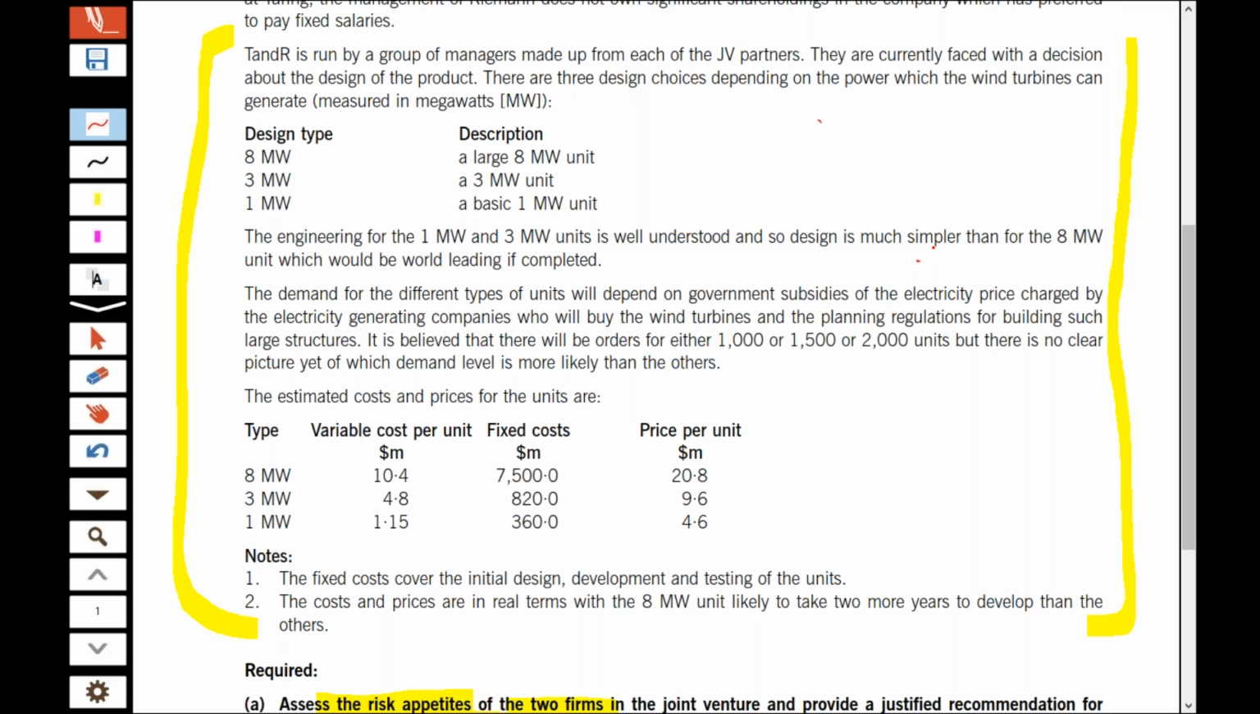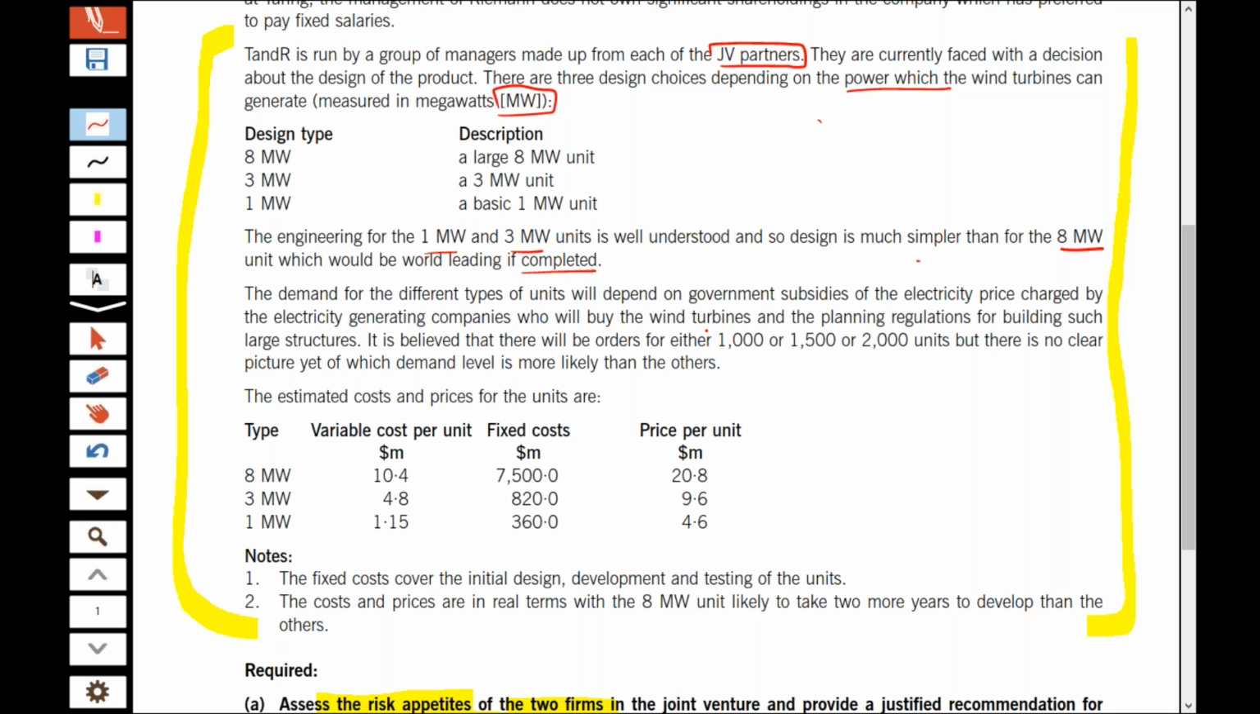It says T&R is run by a group of managers made up from each of the JV partners. They are currently faced with a decision about the design of the product. There are three design choices depending on the power which the wind turbines can generate, measured in megawatts: design types of 8 megawatt, 3 megawatt and 1 megawatt. The engineering for the 1 and the 3 megawatts is well understood, so the design is much simpler than for the 8 megawatt, which would be world leading if completed.